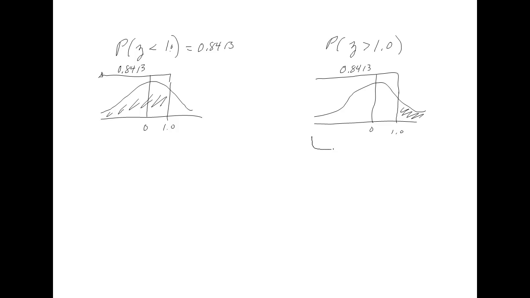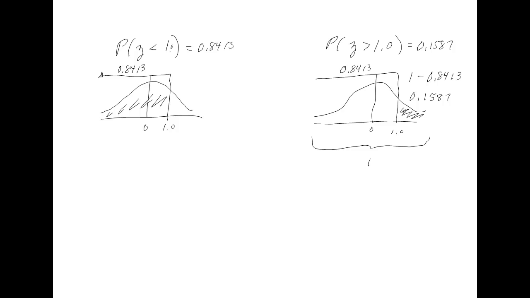Well, the area under this normal curve is always equal to 1. So the way to find this area is to take 1 minus 0.8413, and that's going to be equal to 0.1587. So this shaded region now is 0.1587. Now there is another way to do this.